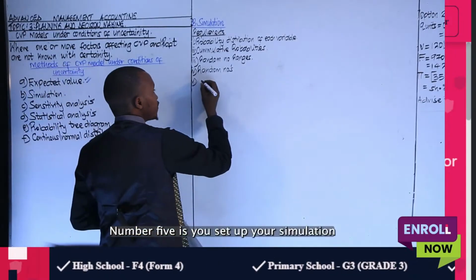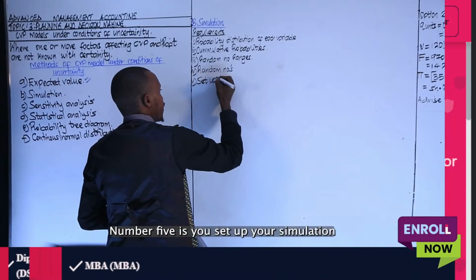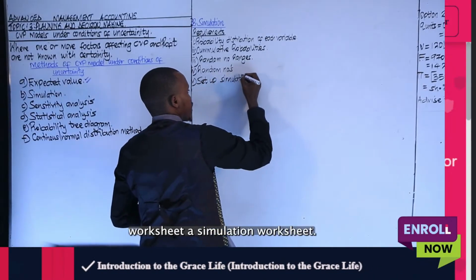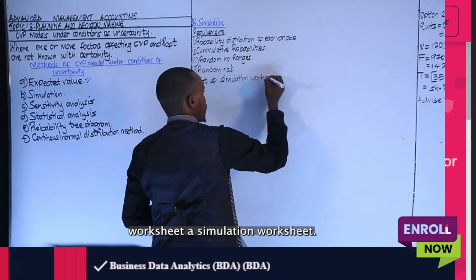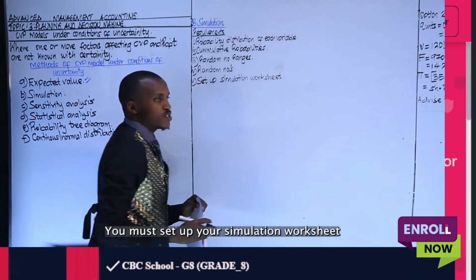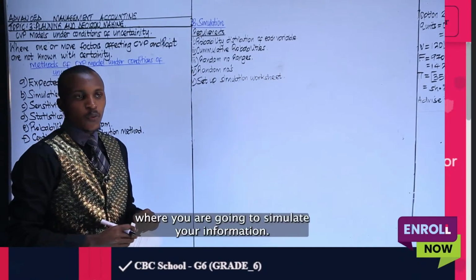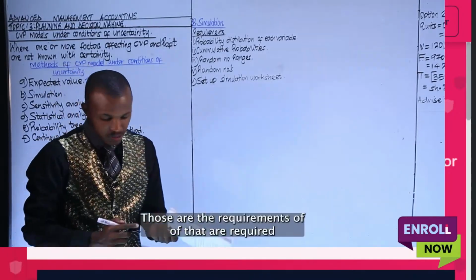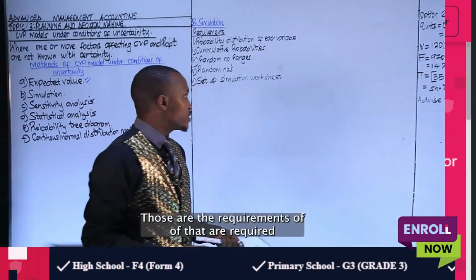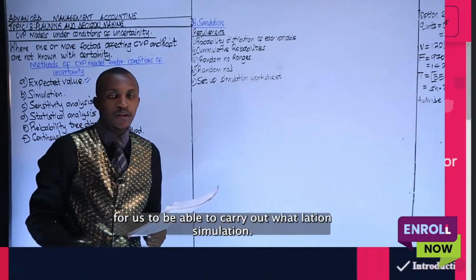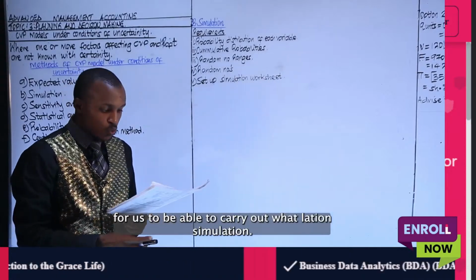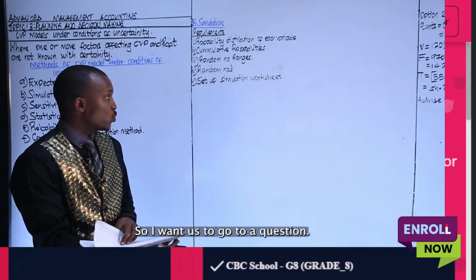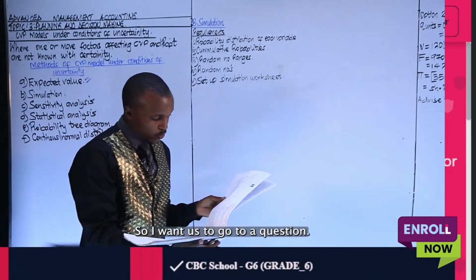Number 5 is you set up your simulation worksheet, where you're going to simulate your information. Those are the requirements that are required for us to be able to carry out simulation. So I want us to go to a question.